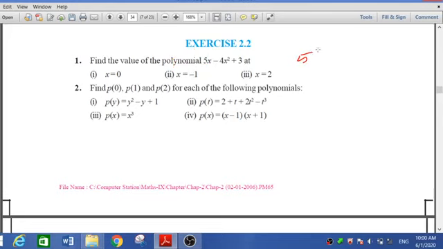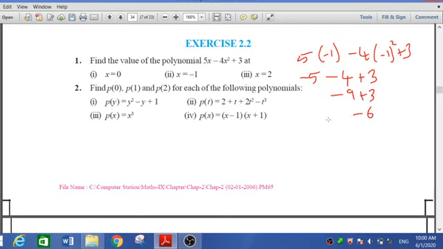So 5 into minus 1, minus 4 into minus 1 squared, plus 3. So 5 into minus 1 is minus 5. Minus 1 squared is 1. So 4 into 1 is 4, plus 3. So minus 5 minus 4 is minus 9, plus 3, so minus 6.